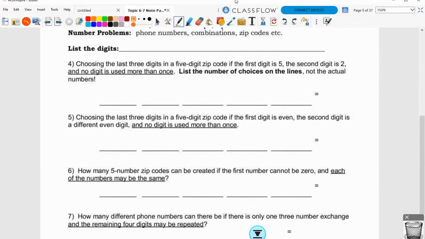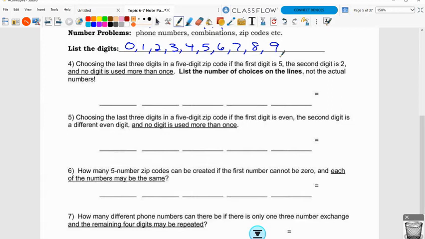In the next set of problems, we're going to look at number problems like phone numbers, combinations, and zip codes. All right, these types of problems involve the digits. The digits that we use to make up our numbers in everyday life are 0, 1, 2, 3, 4, 5, 6, 7, 8, and 9. Okay, those are the digits that we use, and if we count them up, you would count that there are 10 different digits that we use to make up the numbers we use every day.